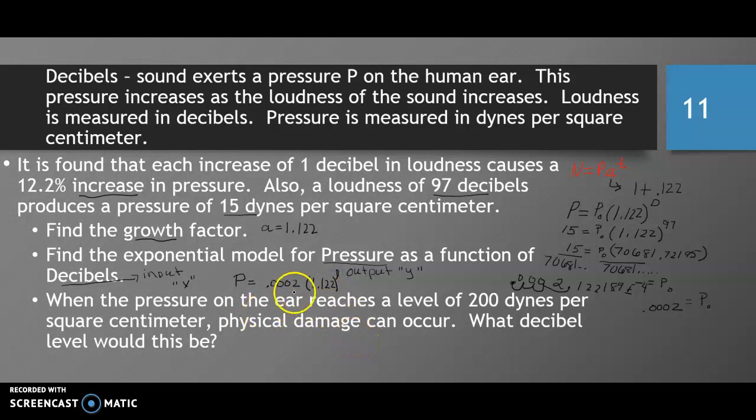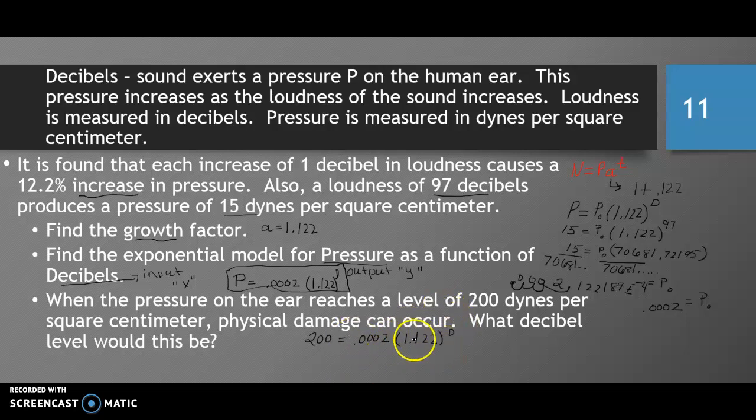All right, so that is my formula that I'm going to work with. Next thing I'm going to do is this last question: when does the pressure on the ear reach a level of 200? Since that's a pressure, that goes into my formula for P. So 200 is equal to 0.0002 times 1.122 to what decibel level?